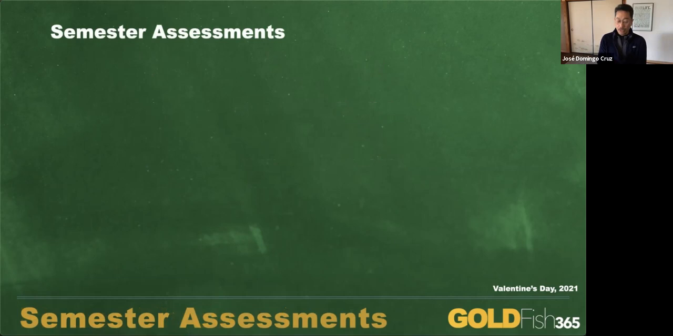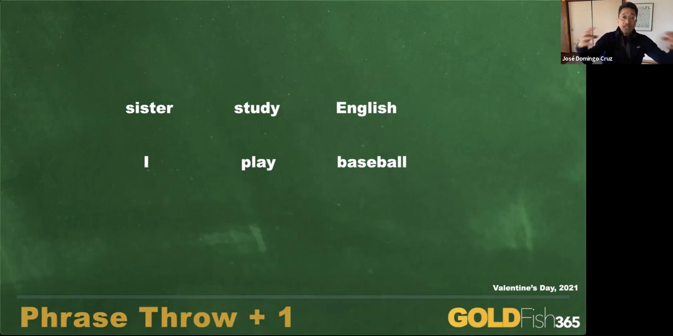Oh, sorry, I want to step back. Phrase throw plus one becomes sentence throw. So you tell them, from now on, I want you to check. Before you speak, take your time. Do you have a subject? Do you have a verb? Do you have an object? And start throwing that with each other.